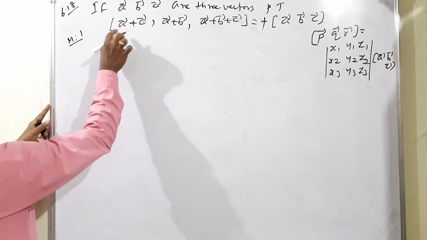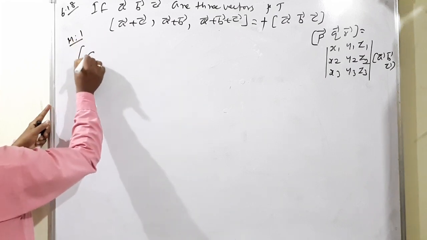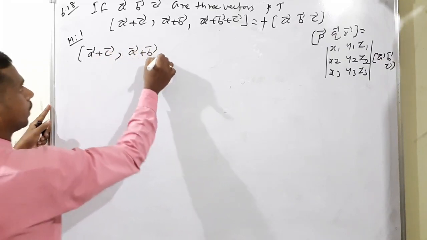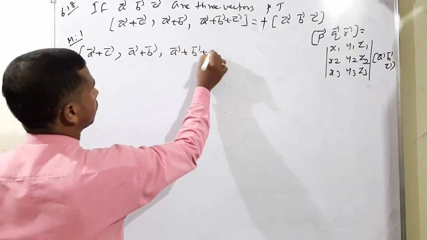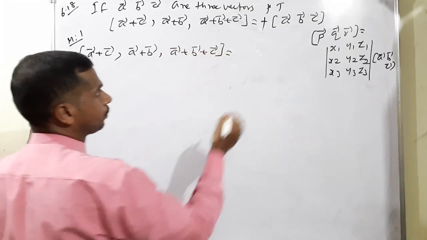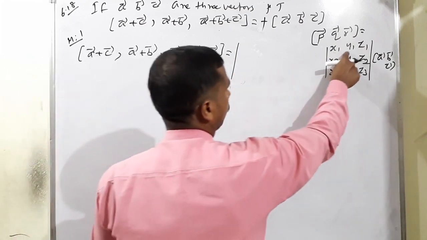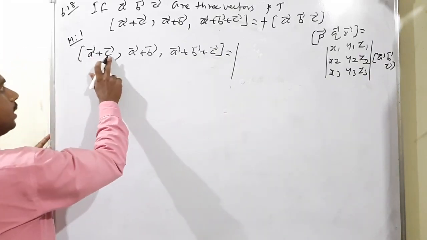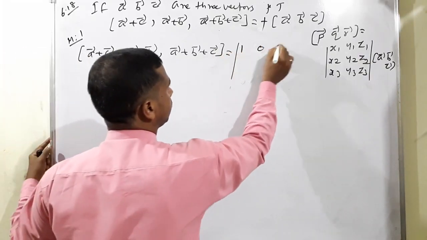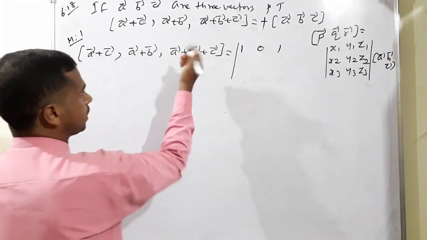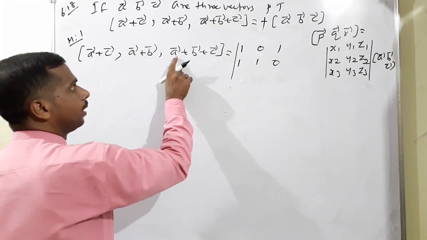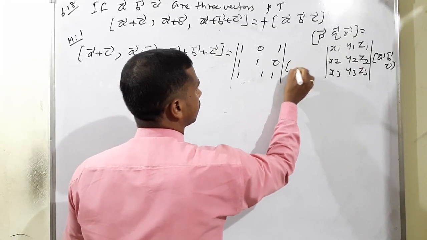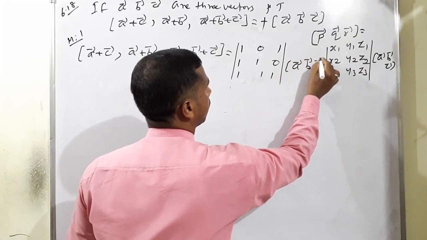How to prove method number 1? They have clearly given the box product of A vector plus C vector, comma, A vector plus B vector, comma, A vector plus B vector plus C vector, which is equal to the determinant. First row x1, y1, z1: here A is there, C is there, B is nothing, so we can write 1, 0, 1. Next, A and B are there, C is nothing: 1, 1, 0. Third, A, B, C: we can write 1, 1, 1, times, instead of PQR, the box product of A vector, B vector and C vector.